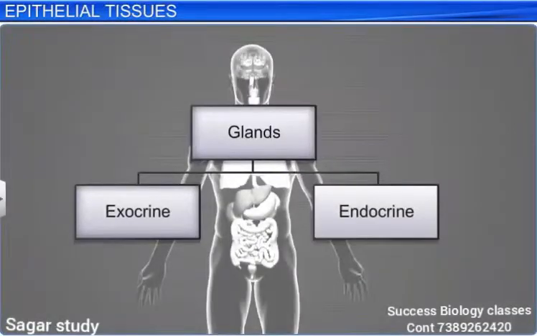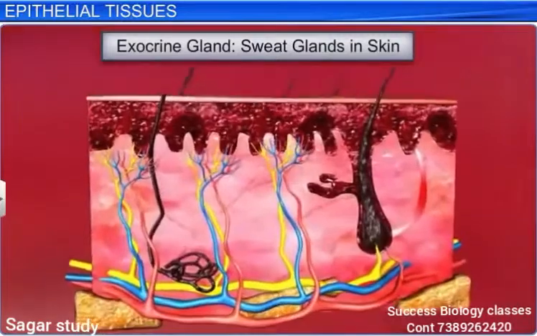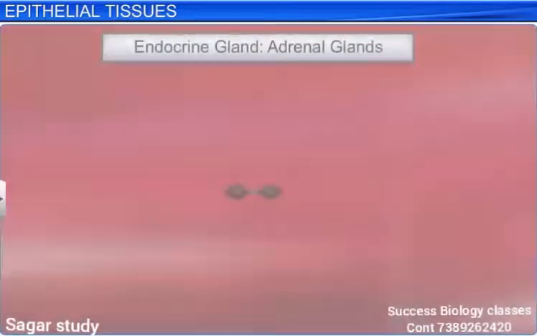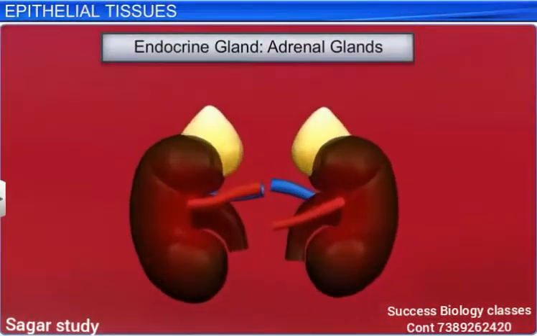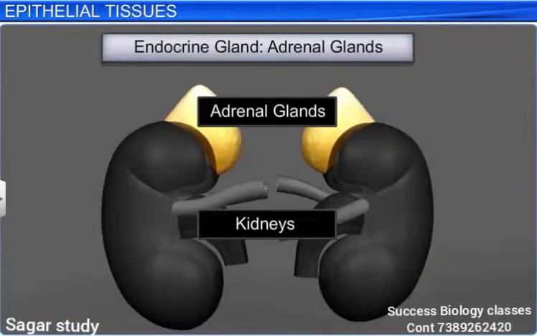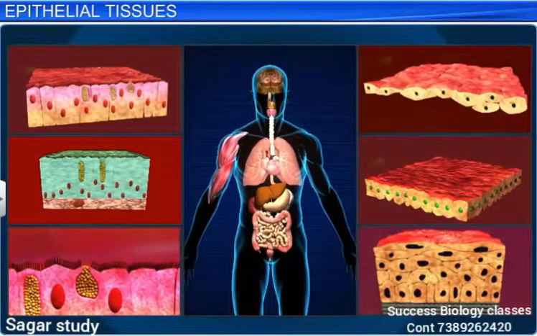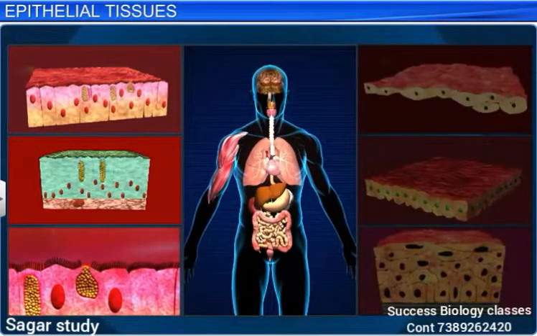The epithelial tissues also form many glands. These glands are of two types, exocrine and endocrine. The exocrine glands secrete their products through ducts or tubes, while the endocrine glands are ductless and secrete their products or hormones directly into the bloodstream. Thus, the epithelium is a diverse group of tissues which helps in diffusion, absorption, secretion, and protection.